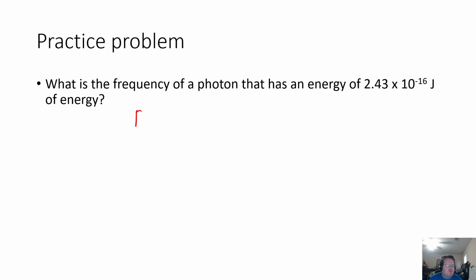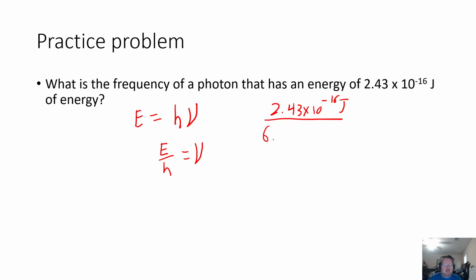So we have energy equals h nu, and then I'm solving for frequency, so I'm going to divide both sides by h. So I get energy divided by Planck's constant equals the frequency. So now we plug our values in. We're given an energy in the problem, 2.43 times 10 to the negative 16th joules. Planck's constant is a constant, 6.626 times 10 to the negative 34th joules seconds. The joules would cancel. And I'll plug these in.